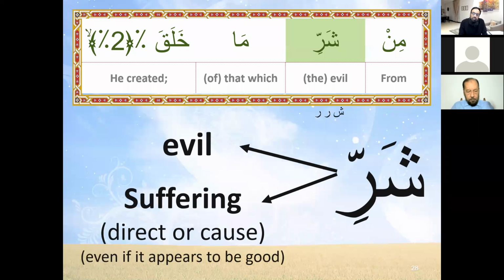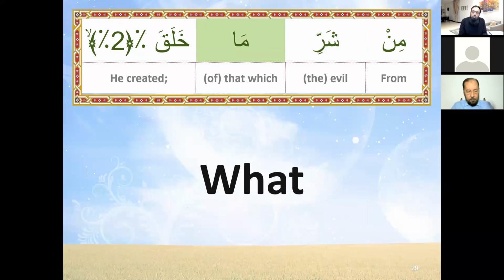Shar is evil, right? Suffering, direct suffering is a form of evil, right? It can be direct, even if it appears to be good. Sometimes suffering can be a cause of something that we may think is good in our life. Okay, so min sharri, from the evil. So the obvious evil and suffering that we're getting by something in our possession, for example, that we may think is good for us, might not be good for our deen. So ma is what, like we said, what is your religion? Or here in the context of ease of translation, of that which. Okay, min sharri ma khalaq.